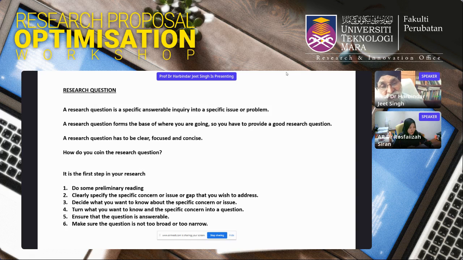And then decide what you want to know about the specific concern or issue. What is it that we want to know? So that would be your research question as well. So turn what you want to know and the specific concern into a question. All right. So that's how you develop a research question.